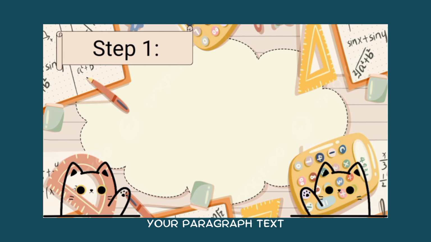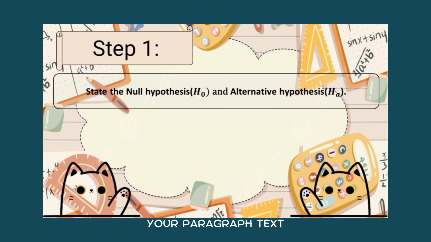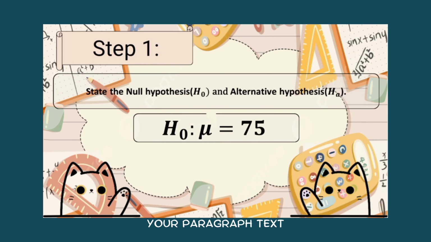So let's have our step 1. State the null hypothesis or H sub O and alternative hypothesis or H sub A. So for our null hypothesis, H sub O, our symbol here is equal, so mu is equal to 75. So our population mean is 75. So this is now our null hypothesis.